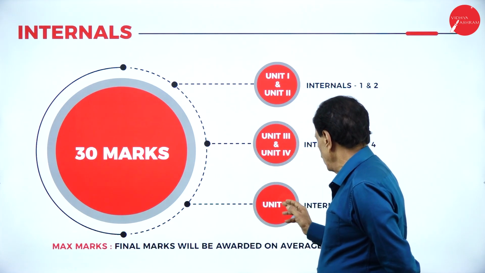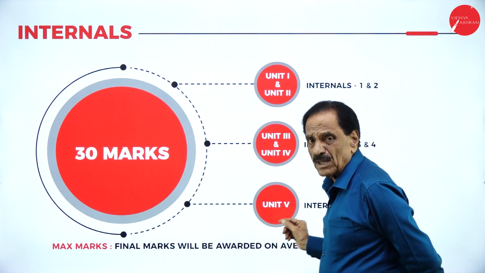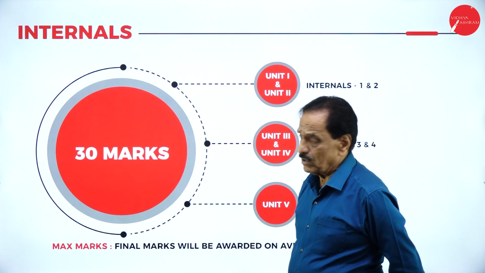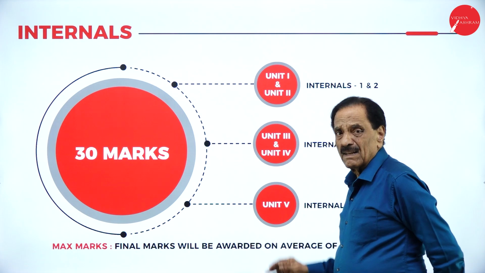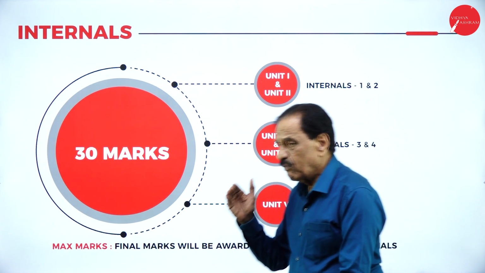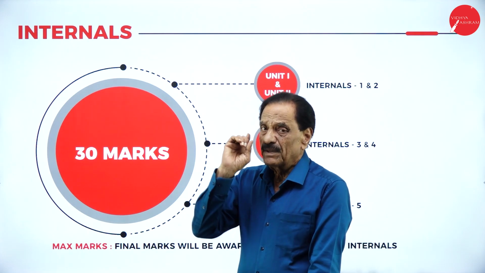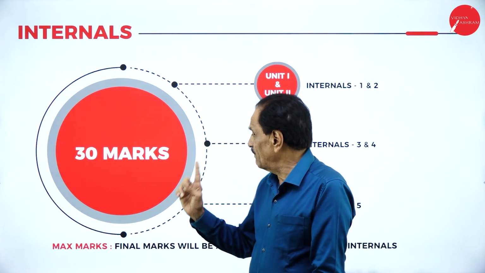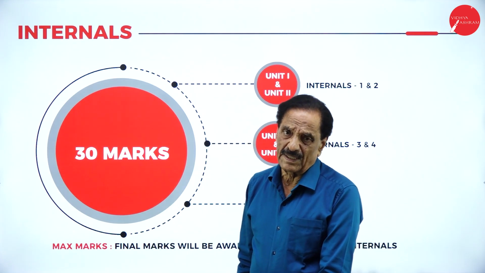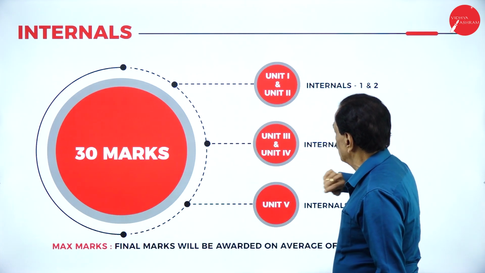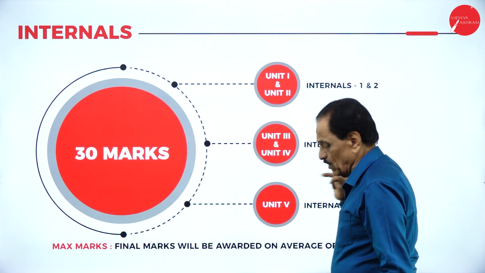The last fifth one, so average marks will be taken. We are going to conduct internals for 30 marks. Generally 30 marks goes as 5, 10, 15: one question of 5 marks, one question of 10 marks, and one question of 15 marks, totally 30. The first internal covers unit 1 and 2, the next unit 3 and 4, and then unit 5.